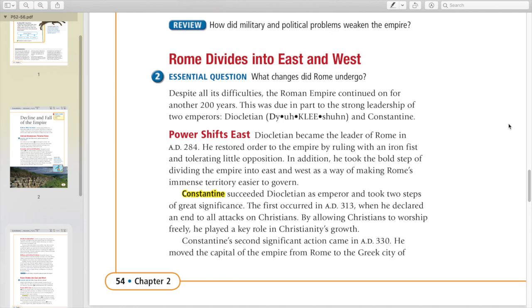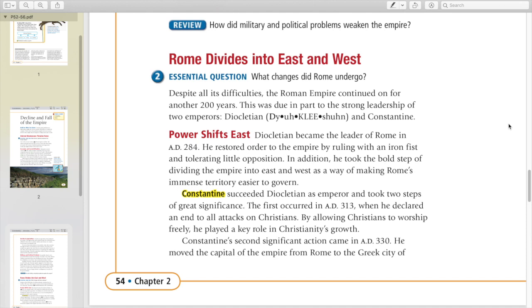Power shifts east. Diocletian became the leader of Rome in AD 284. He restored order to the empire by ruling with an iron fist and tolerating little opposition. In addition, he took the bold step of dividing the empire into East and West as a way of making Rome's immense territory easier to govern.